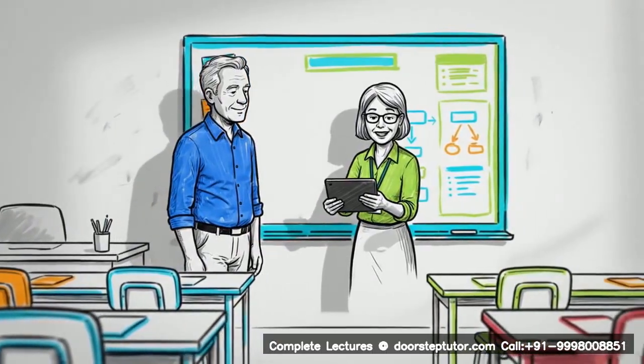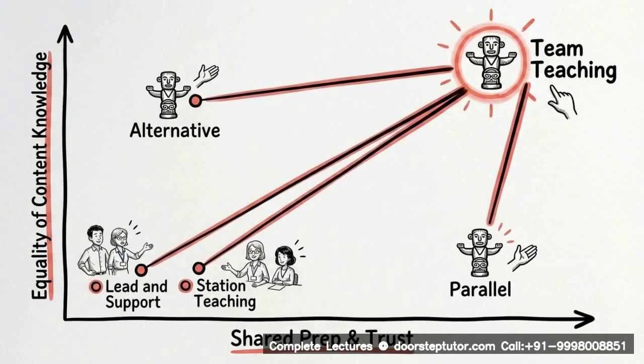model effectively. We can map these on a chart: shared prep and trust on the x-axis, equality of content knowledge on the y-axis. Lead and support and station teaching sit in the bottom left, requiring lower prep time and specialized knowledge. Parallel and alternative teaching move toward the bottom right and upper left, requiring more prep or higher subject mastery. Team teaching occupies the top right quadrant, representing the maximum requirement for all variables.